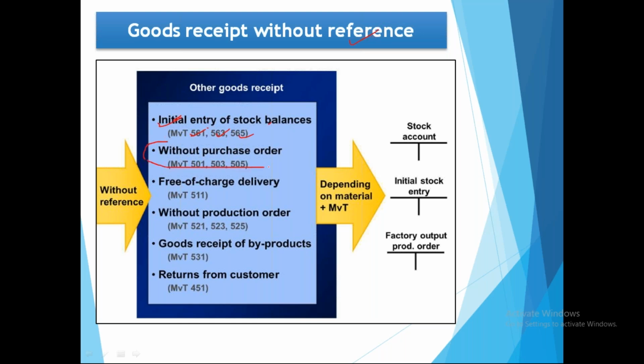Sometimes you receive without a purchase order, movement type is 501. Free of charge delivery, movement type is 511. Without production order, in production they do this. And goods receipt of products is also done in PP. And returns from customer is done in SD. Anyhow, we will understand our MM related goods movements, without referring to any document.